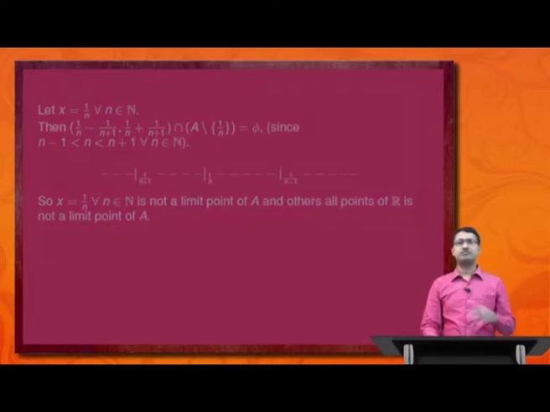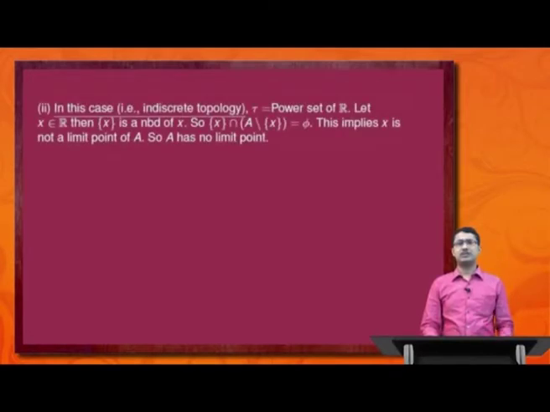For case 2, we consider the discrete topology, so τ is equal to the power set of X, and let x belong to the real numbers. Then the singleton {x} is a neighbourhood of x. So {x} intersection (A minus {x}) is equal to empty set. This implies x is not a limit point of A. So A has no limit point in R.